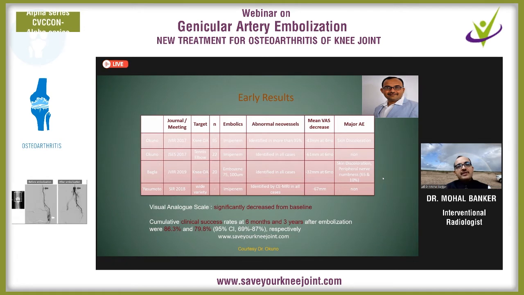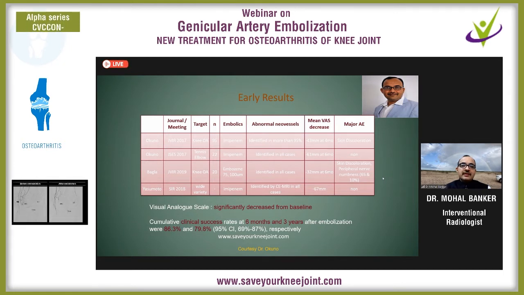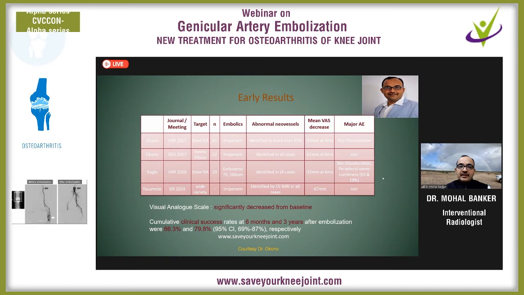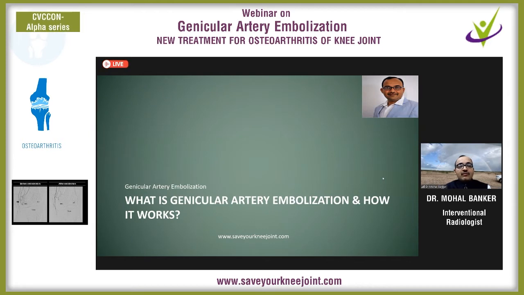All these different papers suggest that the pain reduction after genicular artery embolization is 86% in the first 6 months, and on follow-up after 3 years also, 80% of pain is reduced after the genicular artery embolization. So this procedure is very good and successful. So now, how does genicular artery embolization work? Let's find out the root cause.